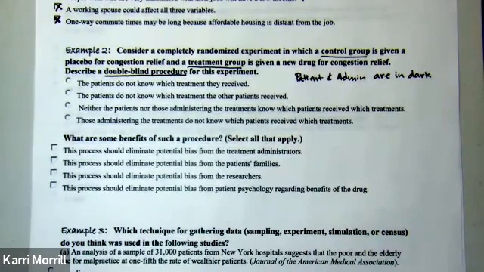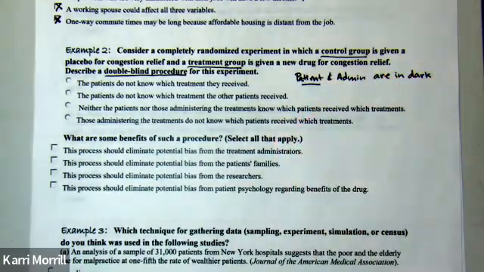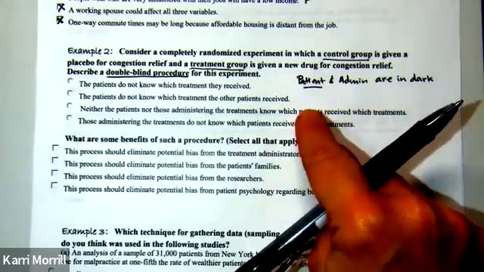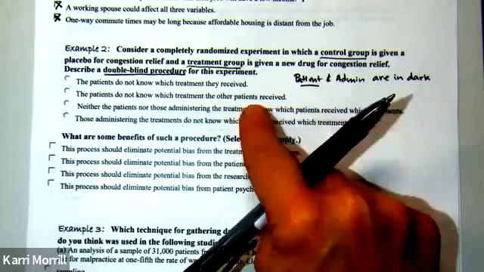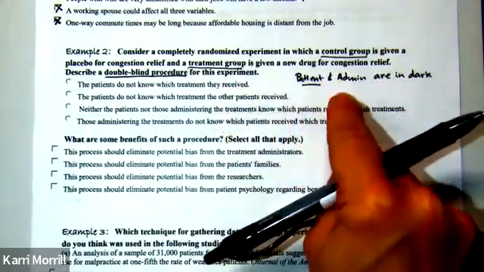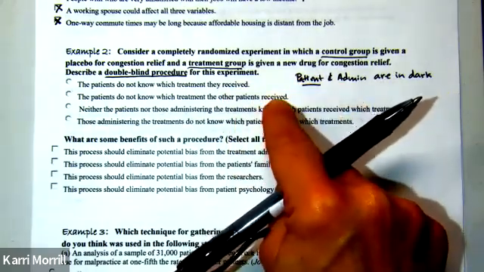The patients do not know which treatment they received. So that's true, the patient doesn't, but also the administrator doesn't. And that's what the next one says. The patients do not know which treatment the other patients received, actually. So that would be true, because if the patient doesn't know, the administrator doesn't know, that means the patient wouldn't know what other patients are getting.